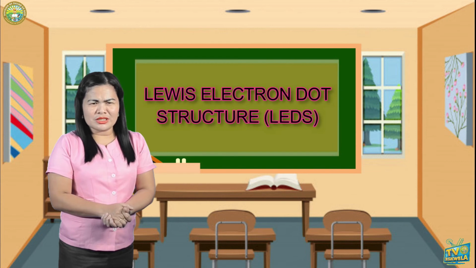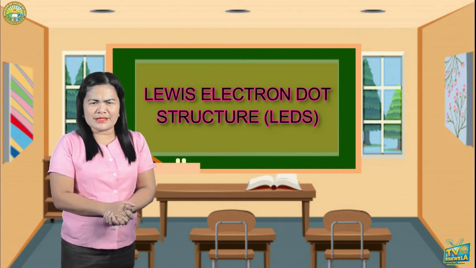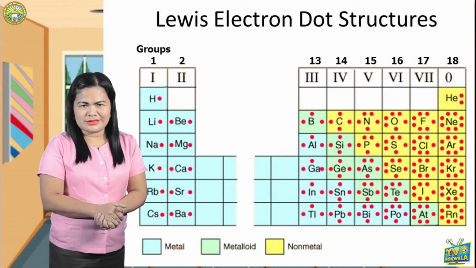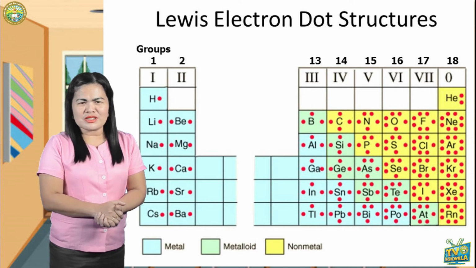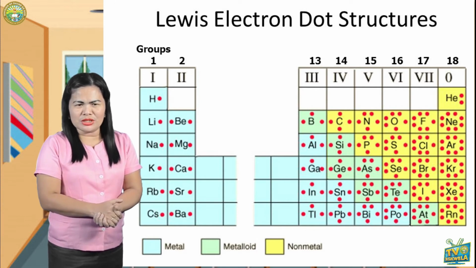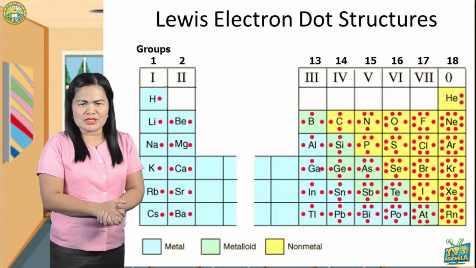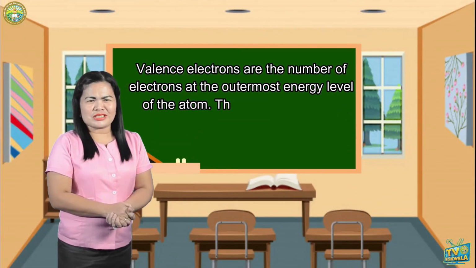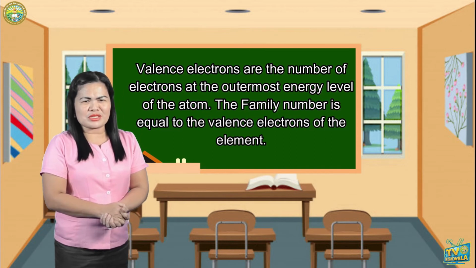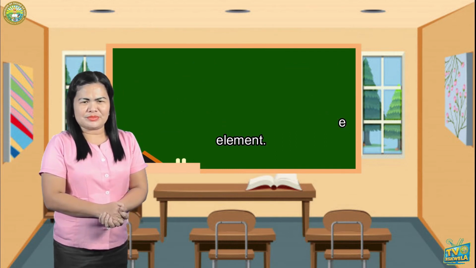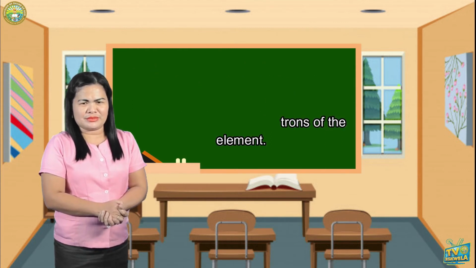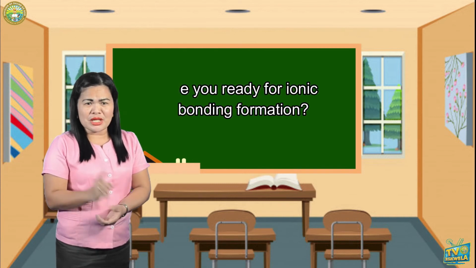The last table is Lewis electron dot structure or LEDs of the different elements. This structure or symbol is composed of the chemical symbol of the element and dots that represent the number of valence electrons. Valence electrons are the number of electrons at the outermost energy level of the atom. The family number is equal to the valence electrons of the element. Are you ready for ionic bonding formation?